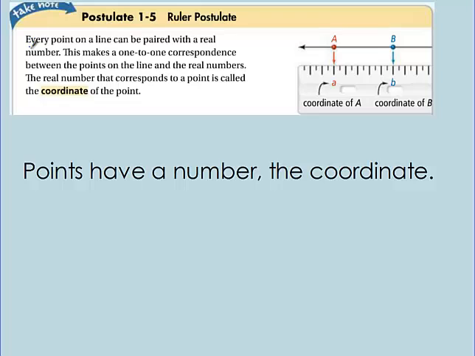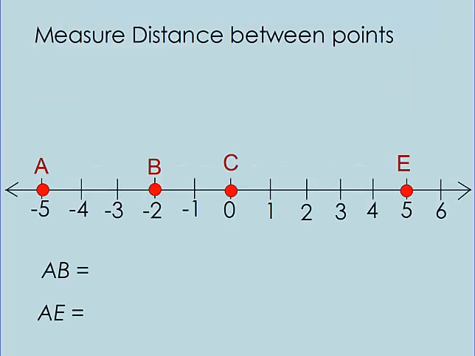There's a lot of words in here, but basically what it's saying is when you have points, they have some kind of number or value, and we call this the coordinate. How do we use that? Well, one way is we can measure distance between points. So we got a number line, got a bunch of points. What is the distance between points A and B?